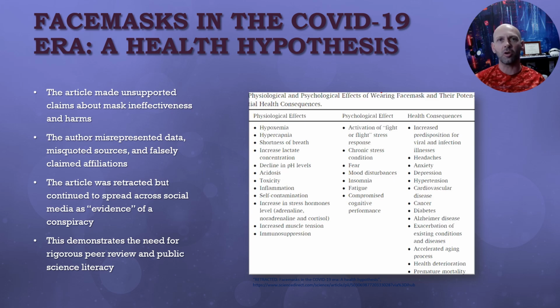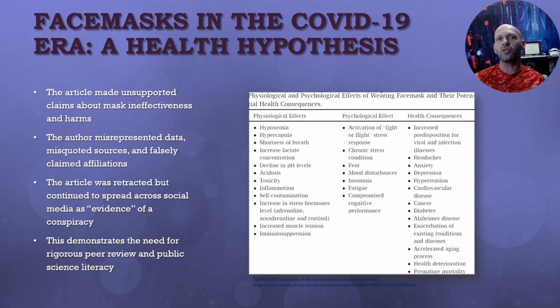Here, you can see a table from the article in which the author listed what he described as the physiological effects, psychological effects, and health consequences of wearing face masks. This case illustrates how misinformation can penetrate peer-reviewed literature and spread rapidly on social media, even after retraction, highlighting the challenges in combating scientific misinformation during a pandemic.